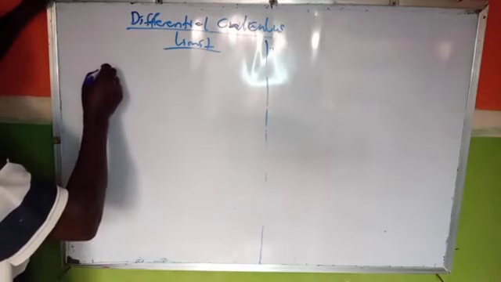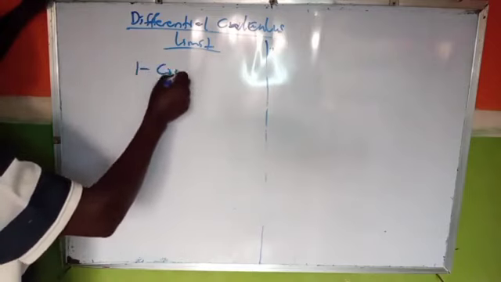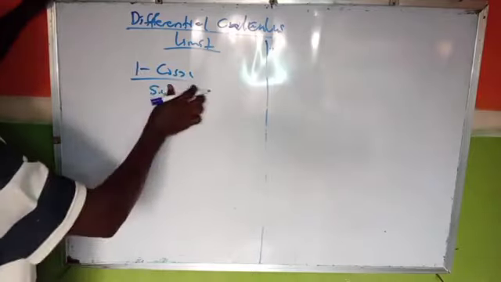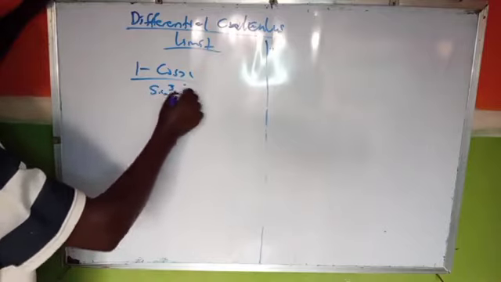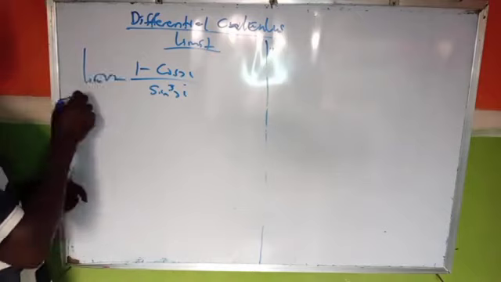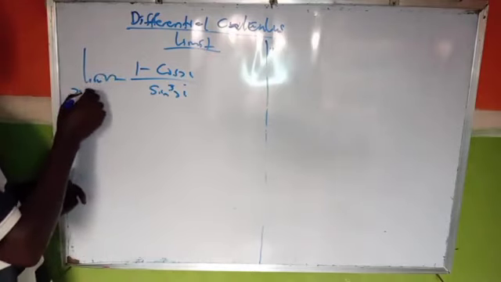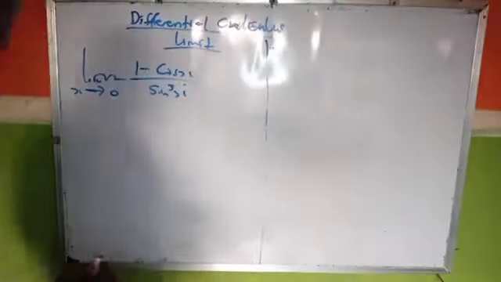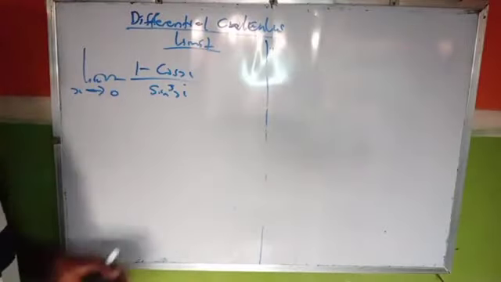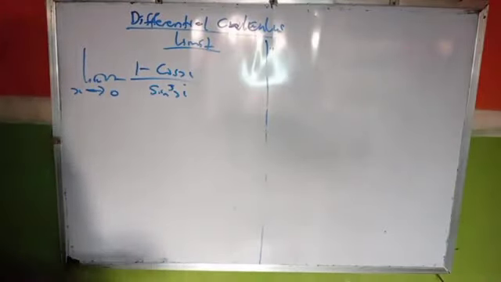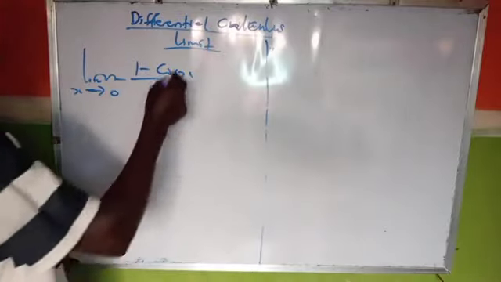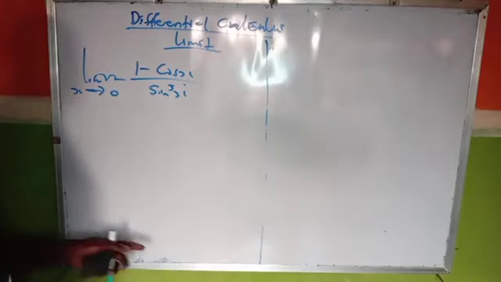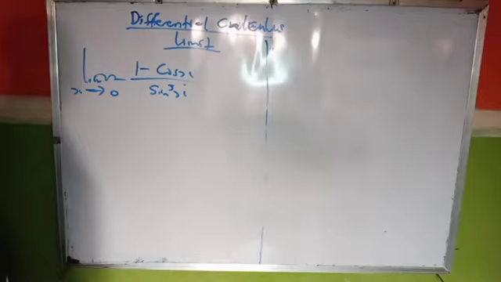Here you have the limit as x tends to 0 of (1 minus cos x) over sine squared x. Now, if you want to use direct substitution here, how are you going to use it? That's what we are going to see.